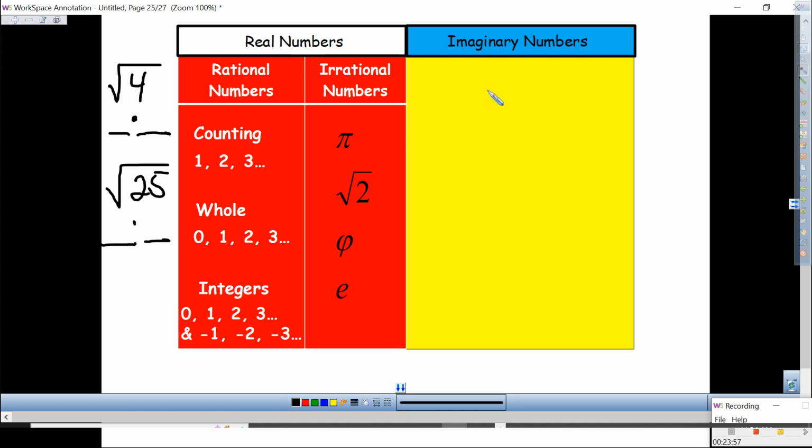But what if I gave you this? Don't write it down, just think about it. What number times itself gives us negative 16? Talk it over to your neighbor. See if they can figure out what number times itself equals negative 16.